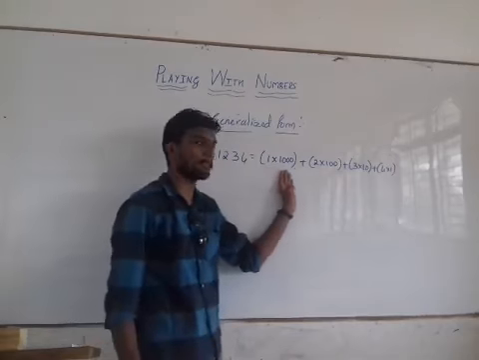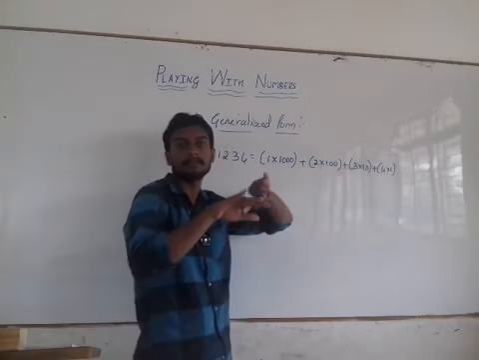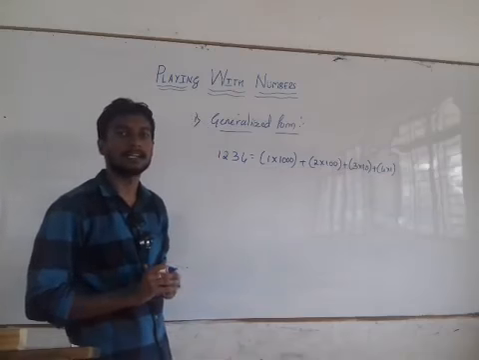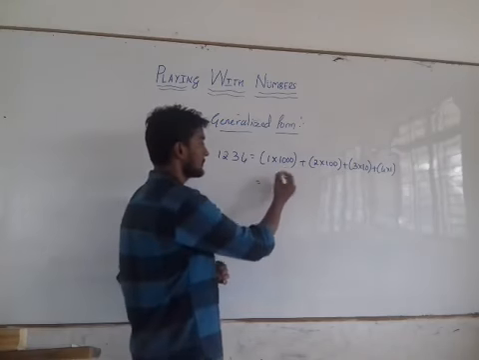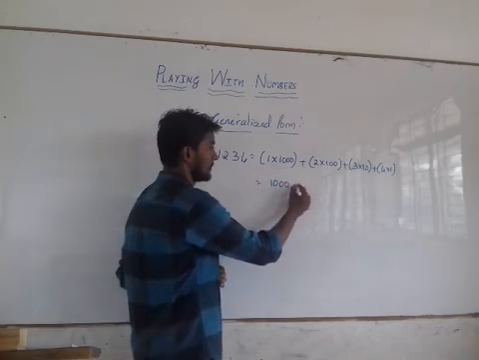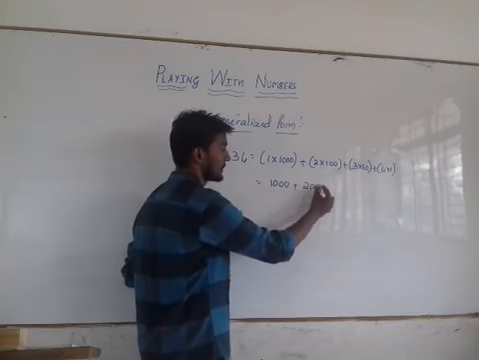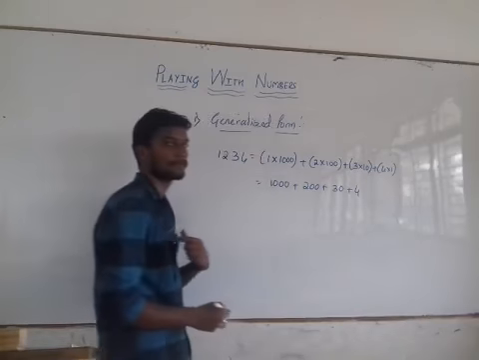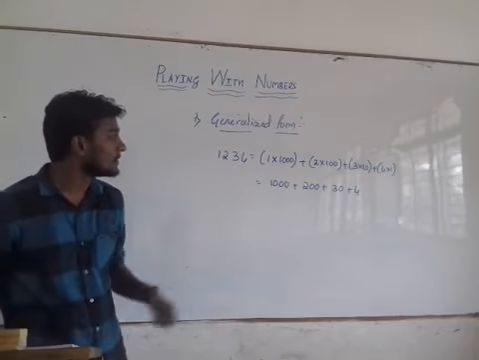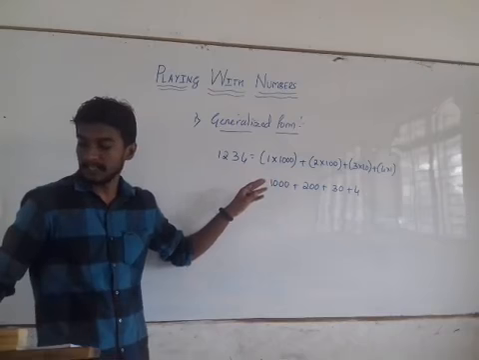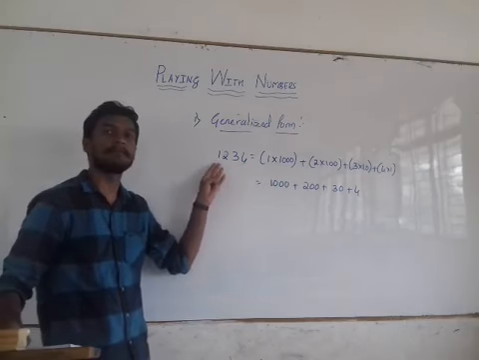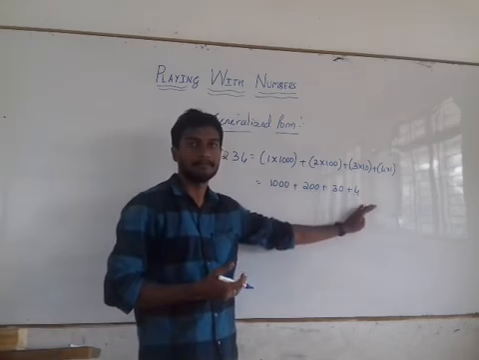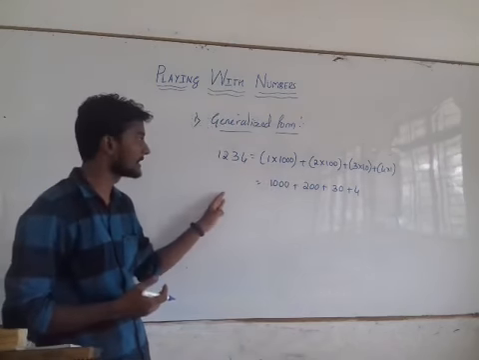So we have written the expanded number. This is nothing but the expanded form of the number, which we have written in the generalized form. So 1 into 1000 is 1000, plus 2 into 100 is 200, plus 3 into 10 is 30, plus 4 into 1 is 4. So now we have expanded the number. This is nothing but a number written in the general form. I think you have understood this first example.